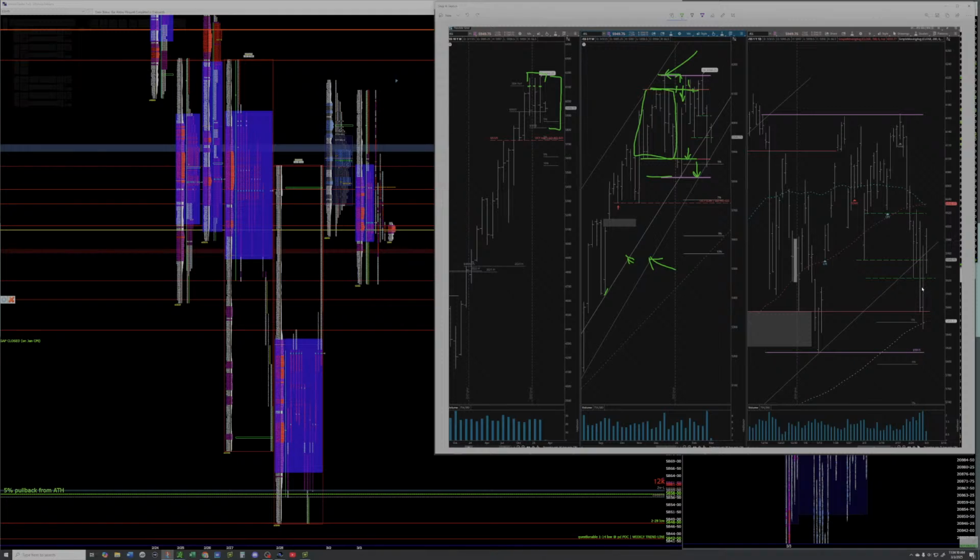Coming into Friday, very important piece of information here. We were talking pretty much the whole week about this 5% pullback here. This 5% is from this all-time high here. 5% pullback.